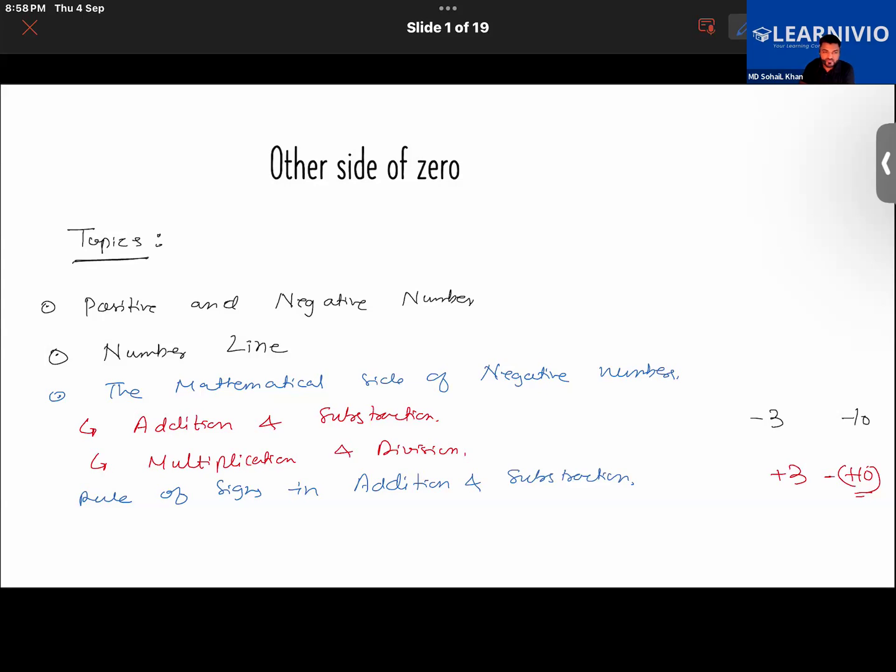Can we take a screenshot? No, you're supposed to write it down. Okay.